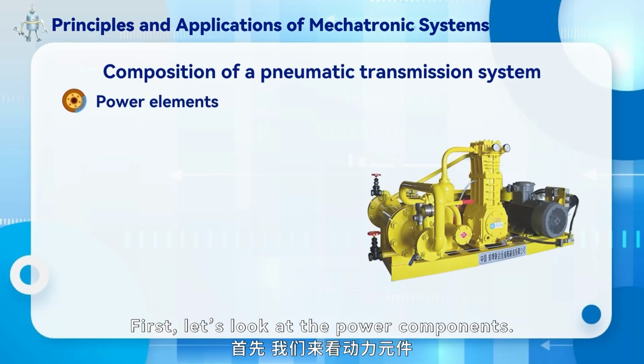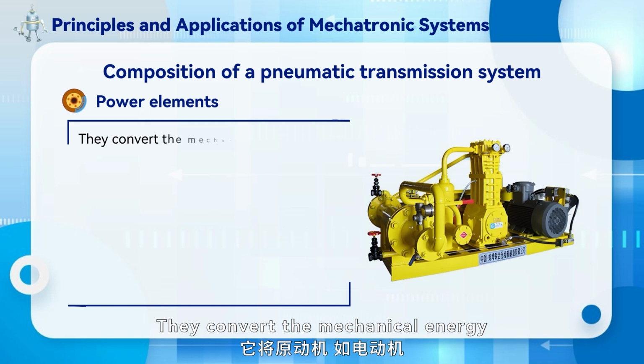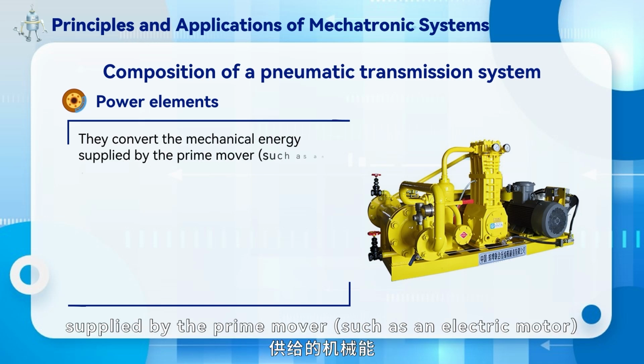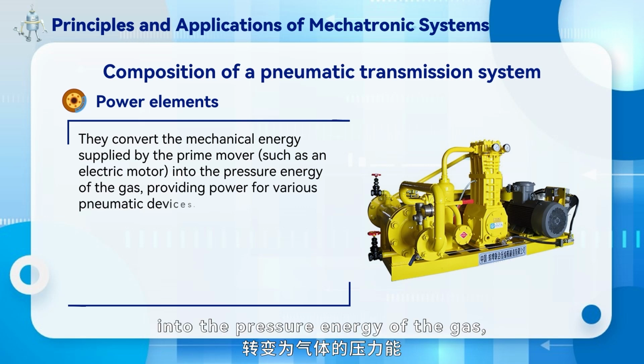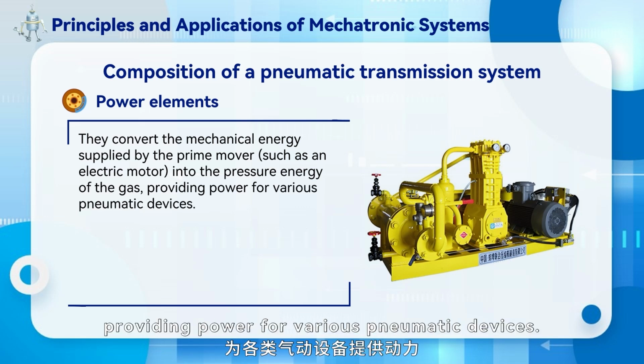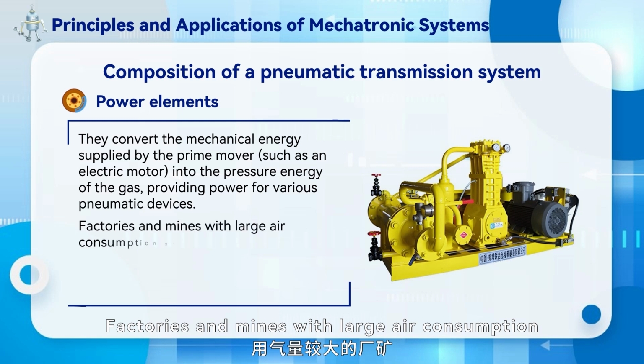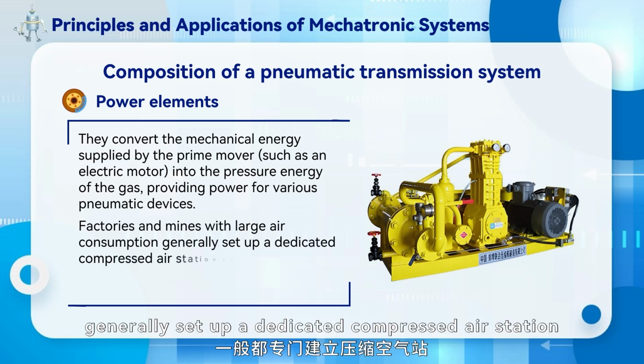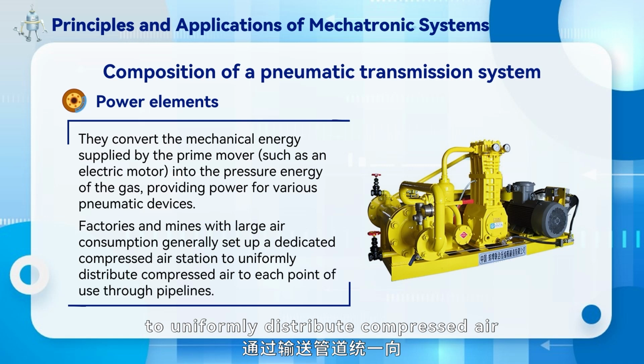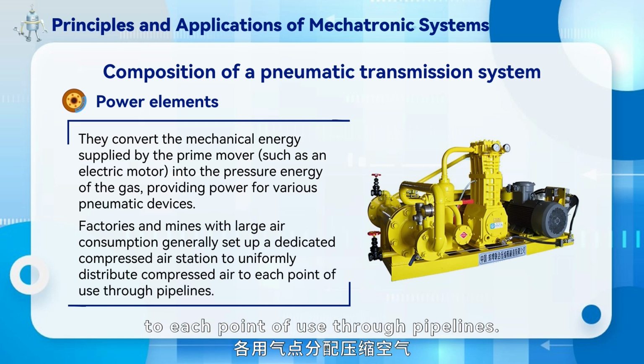First, let's look at the power components. They convert the mechanical energy supplied by the prime mover, such as an electric motor, into the pressure energy of the gas, providing power for various pneumatic devices. Factories and mines with large air consumption generally set up a dedicated compressed air station to uniformly distribute compressed air to each point of use through pipelines.